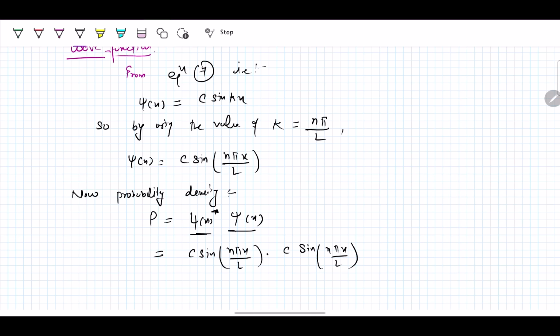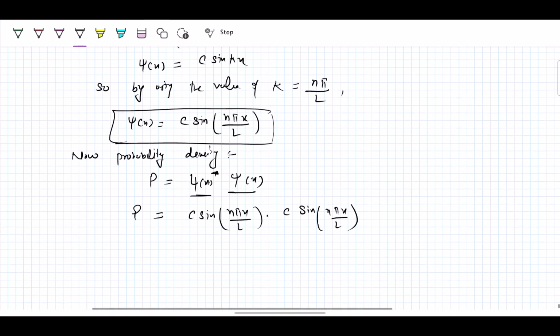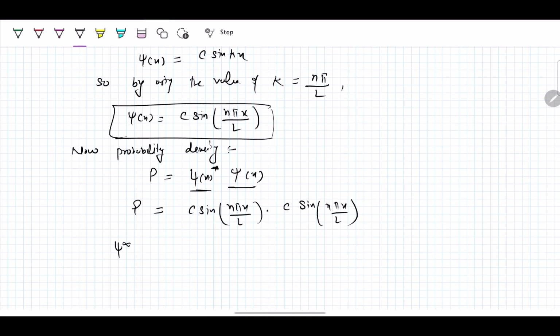Right now there are no complex equations, so the value of psi will be this one. If we had iota in this equation, then psi star would be the complex conjugate, meaning you need to write it in a reverse manner, but right now psi is not a complex pair. So from here we can find that psi star psi is equal to c square sine square n pi x over L.